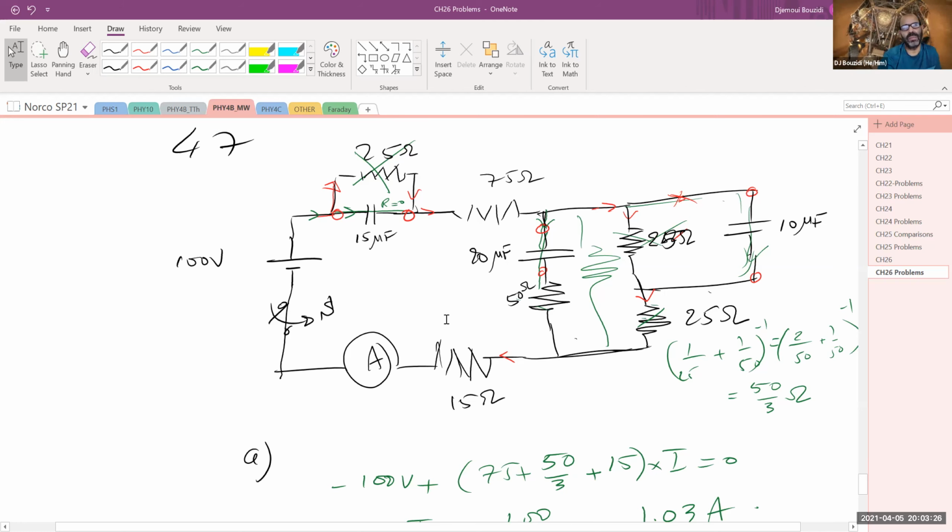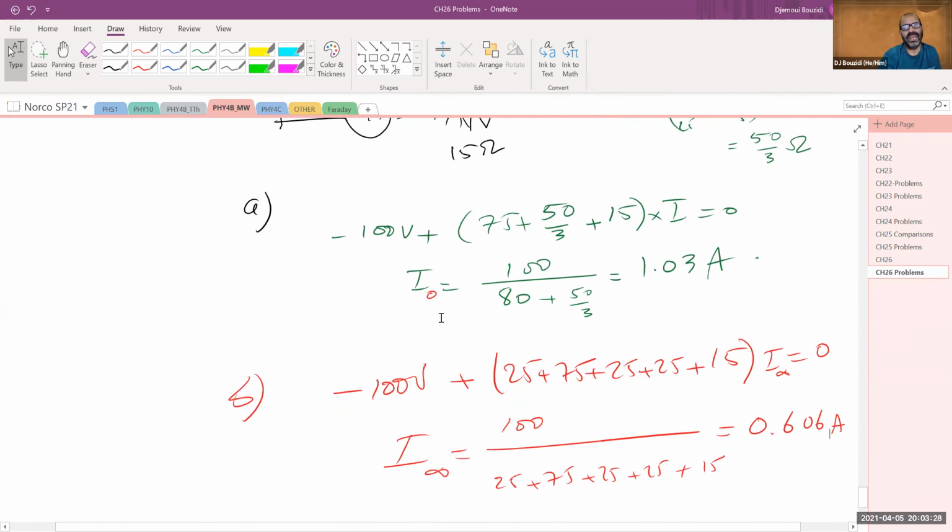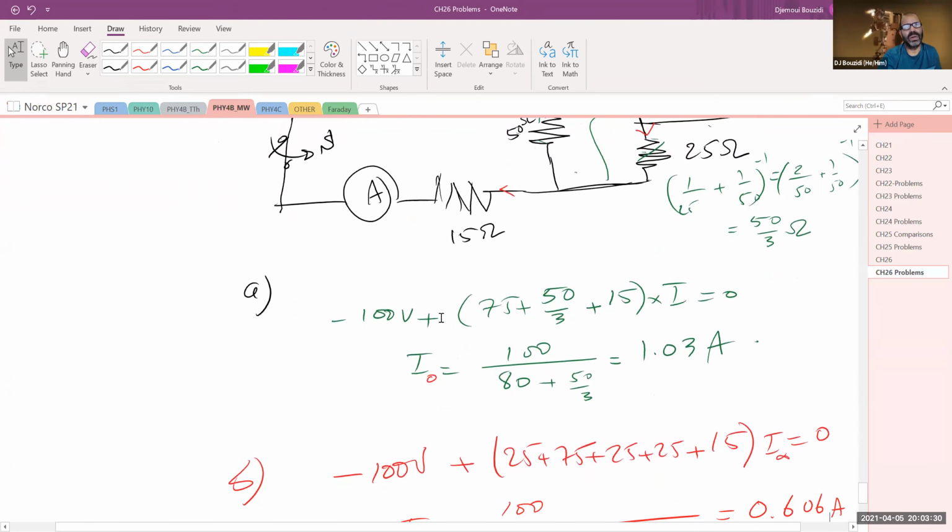So this is the point that I wanted to make from problem 47. Does this problem make sense to you guys on how to treat it?